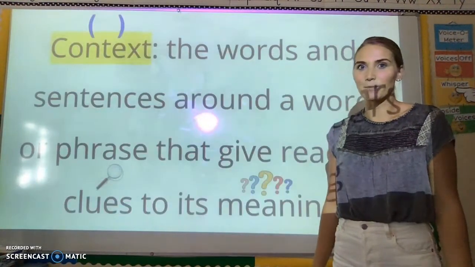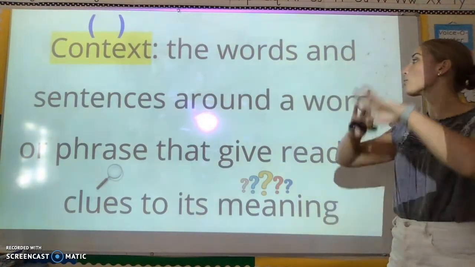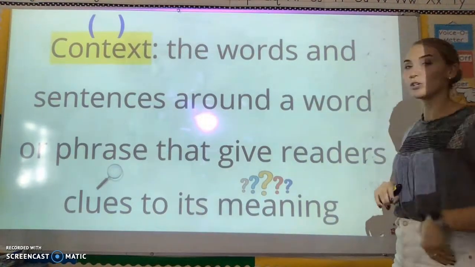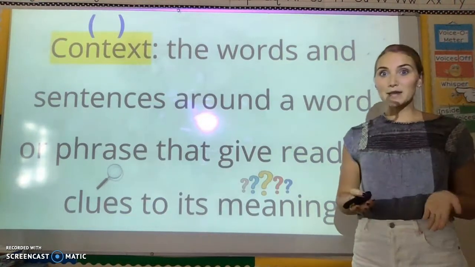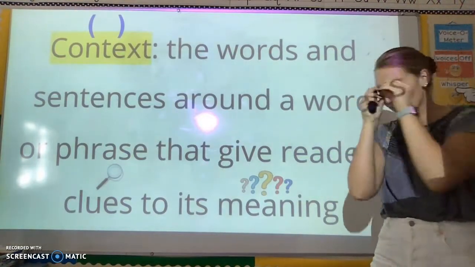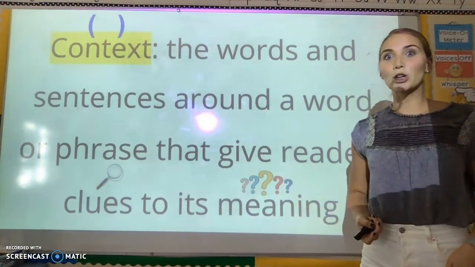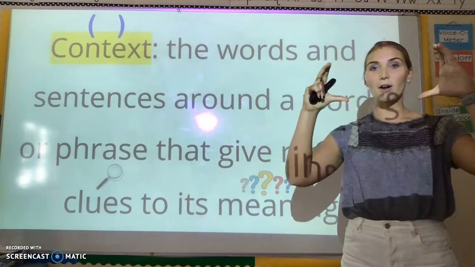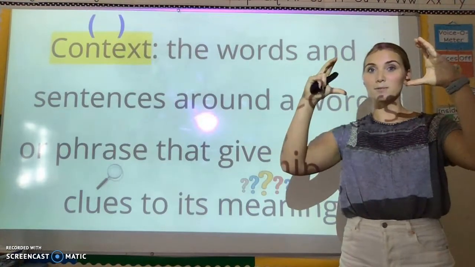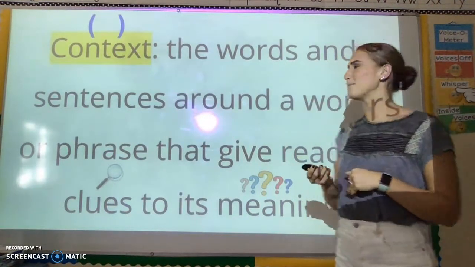What is context? Well, context are the words and sentences around a word or phrase that give readers clues to its meaning. What that means, boys and girls, is when you come to a word that you do not know, look around the word. Read before the word and read what comes after it, and it will give you clues. So, when we talk about our context clues, it is what comes before and what comes after the word that we do not know. So let's take a look at what that means.